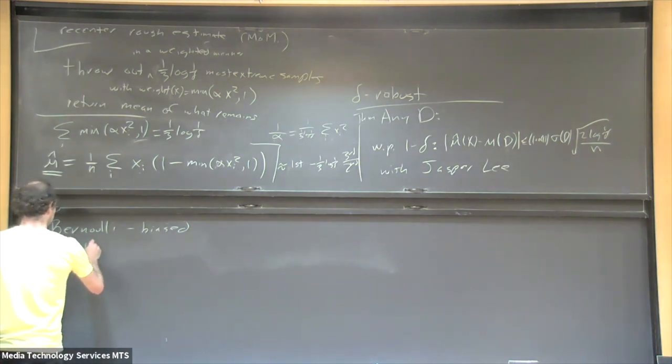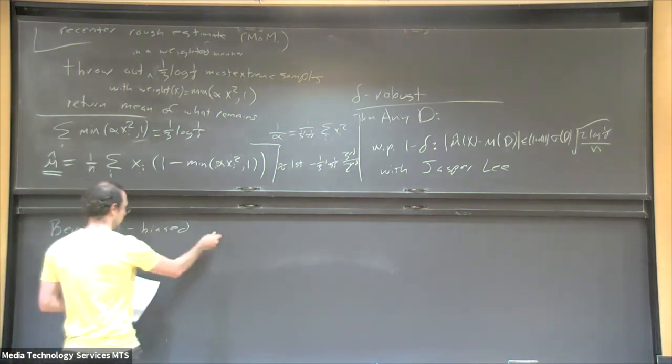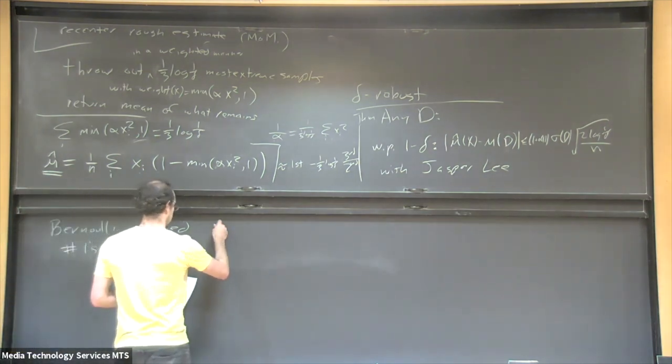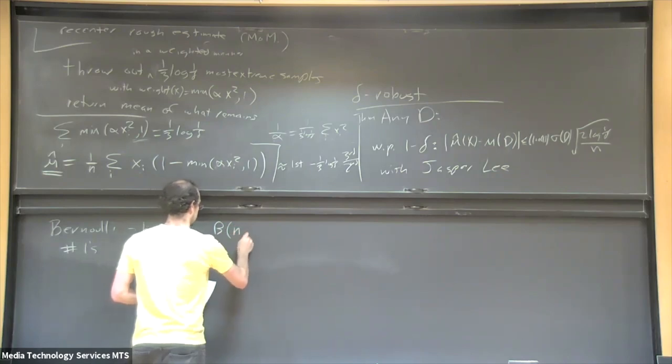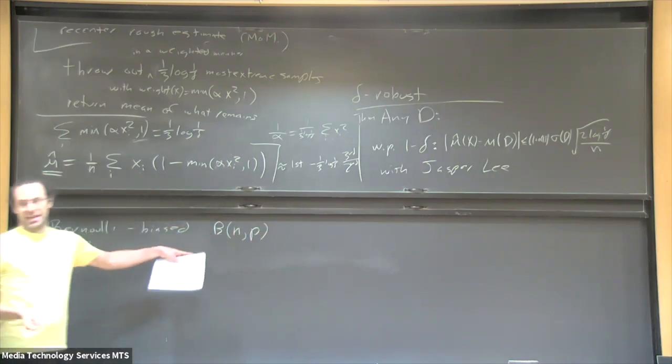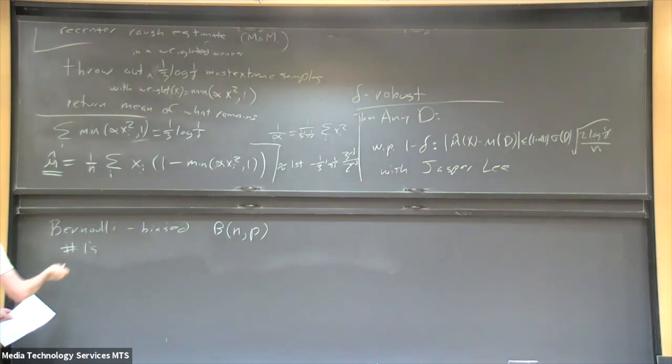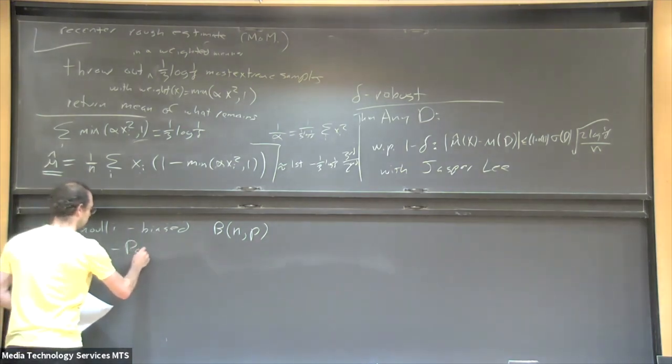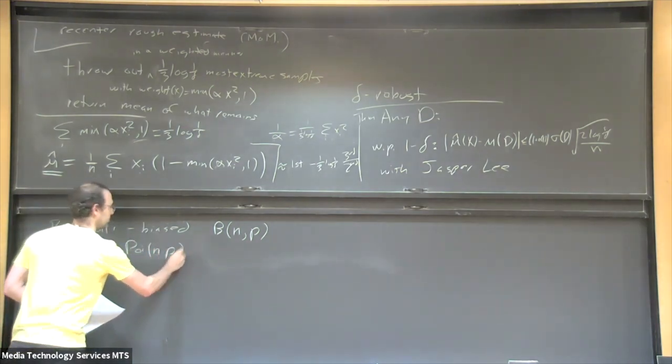The number of ones, Bernoulli of parameters n and p. Okay, so n samples, each one with probability p. So the number of ones is roughly like the Poisson distribution of parameter n times p. Okay.